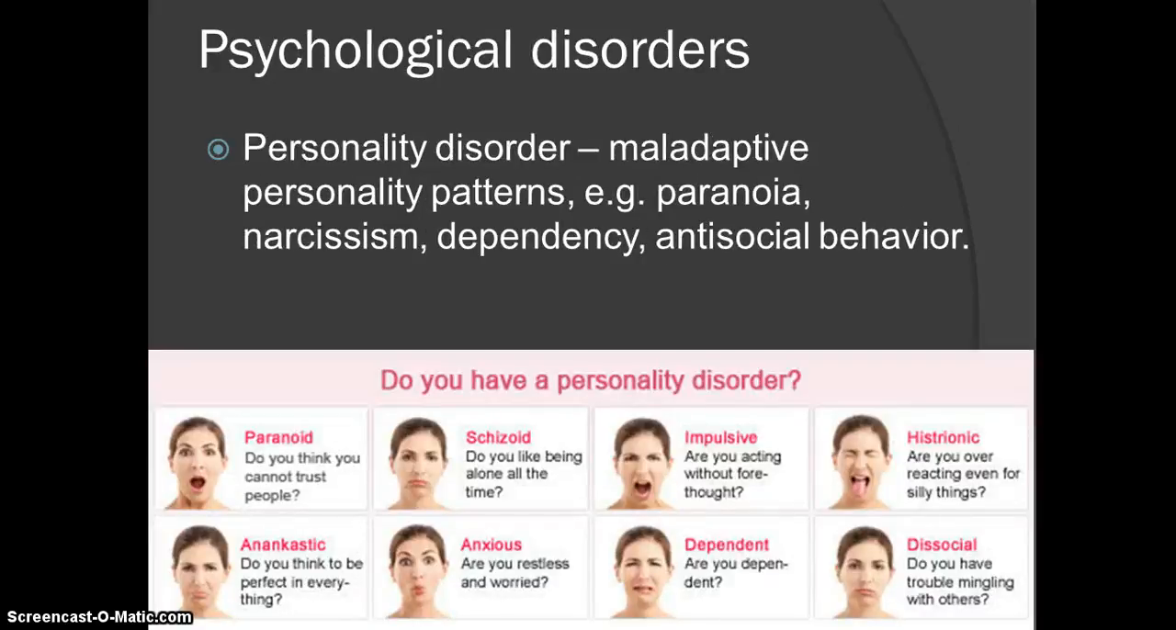There are different types of psychological disorders. The first one we're going to talk about is personality disorder, and it's maladaptive personality patterns such as paranoia, narcissism, dependency, or antisocial behavior.